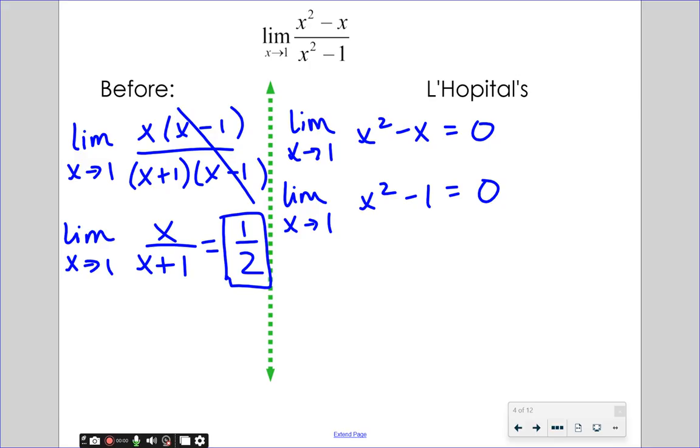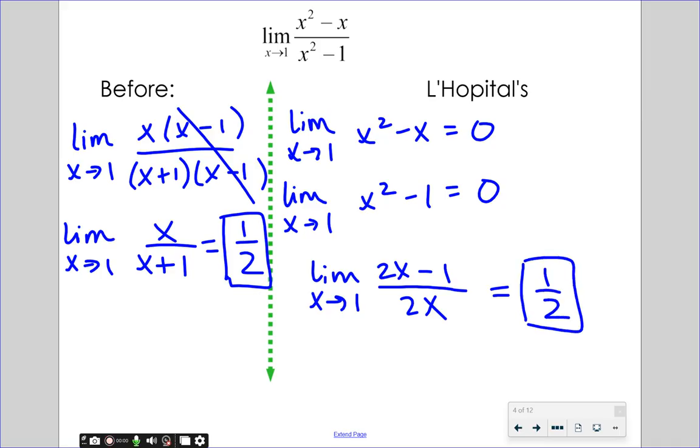Okay, so here's what that looks like. I'm going to rewrite limit as x approaches 1. What is the derivative of x squared minus x? 2x minus 1. Okay, and what's the derivative of the bottom? 2x. Okay, now when we plug in 1, what do we get? 1/2. Okay, so either method works.